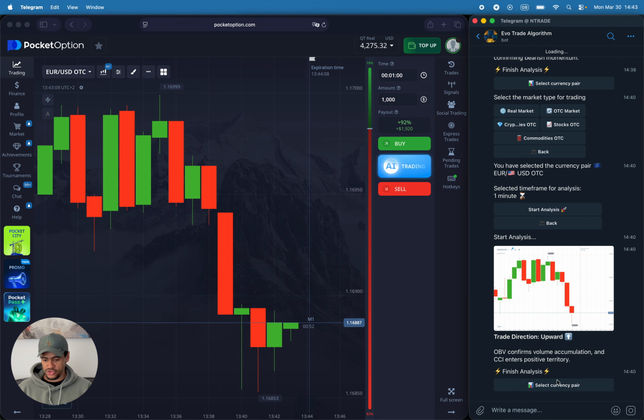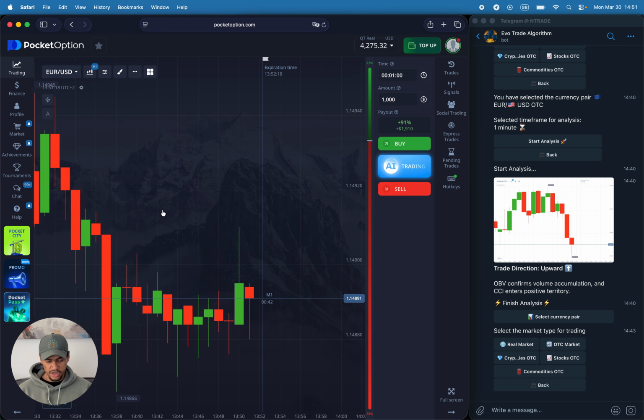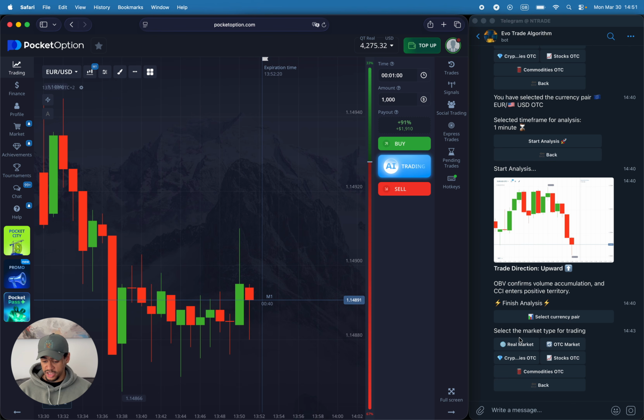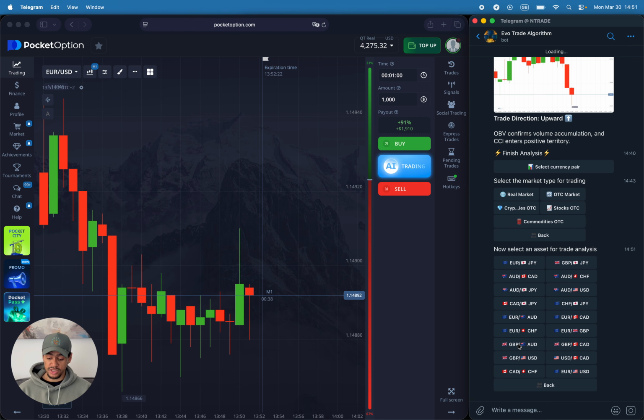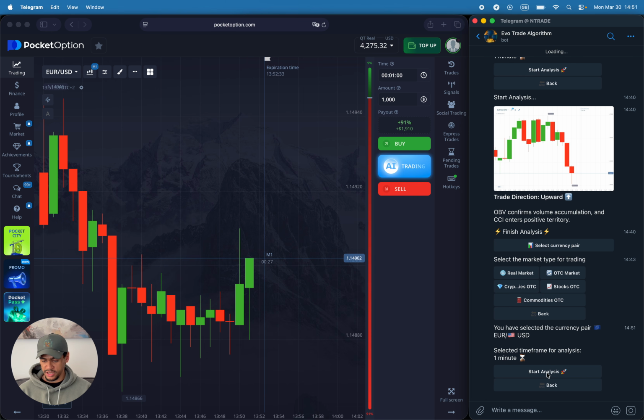And let's finish the trading session with one on the real market. Find an asset, United States dollar, high volatility, pretty rough market, but I want to prove to you that this robot is able to do it on any market. So let's go ahead and select United States dollar. There it is. And we just press 1 minute as always. Press start analysis, and that's it.